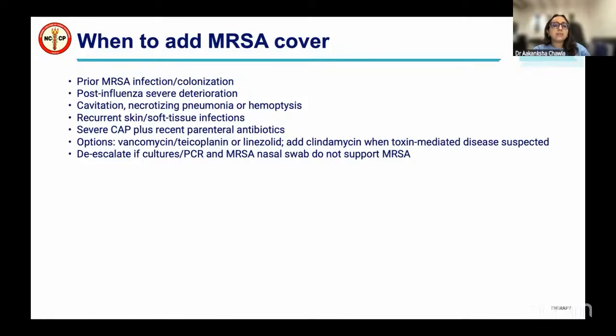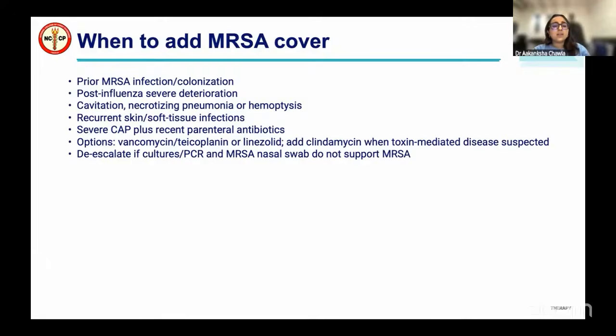So when do you add MRSA cover? When there is a prior MRSA infection or colonization, post-influenza severe deterioration, cavitation, necrotizing pneumonia or hemoptysis, recurrent skin and soft tissue infections. So the choice of drugs is vancomycin or teicoplanin or linezolid, and clindamycin when toxin-mediated disease is suspected.